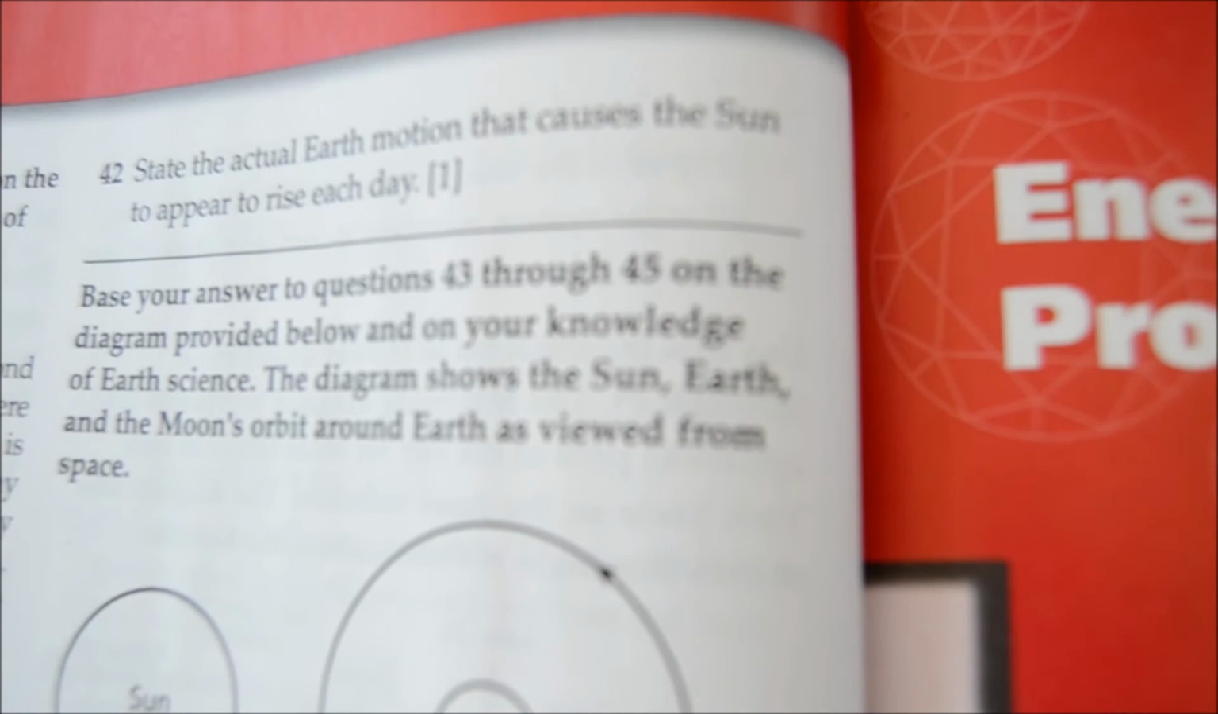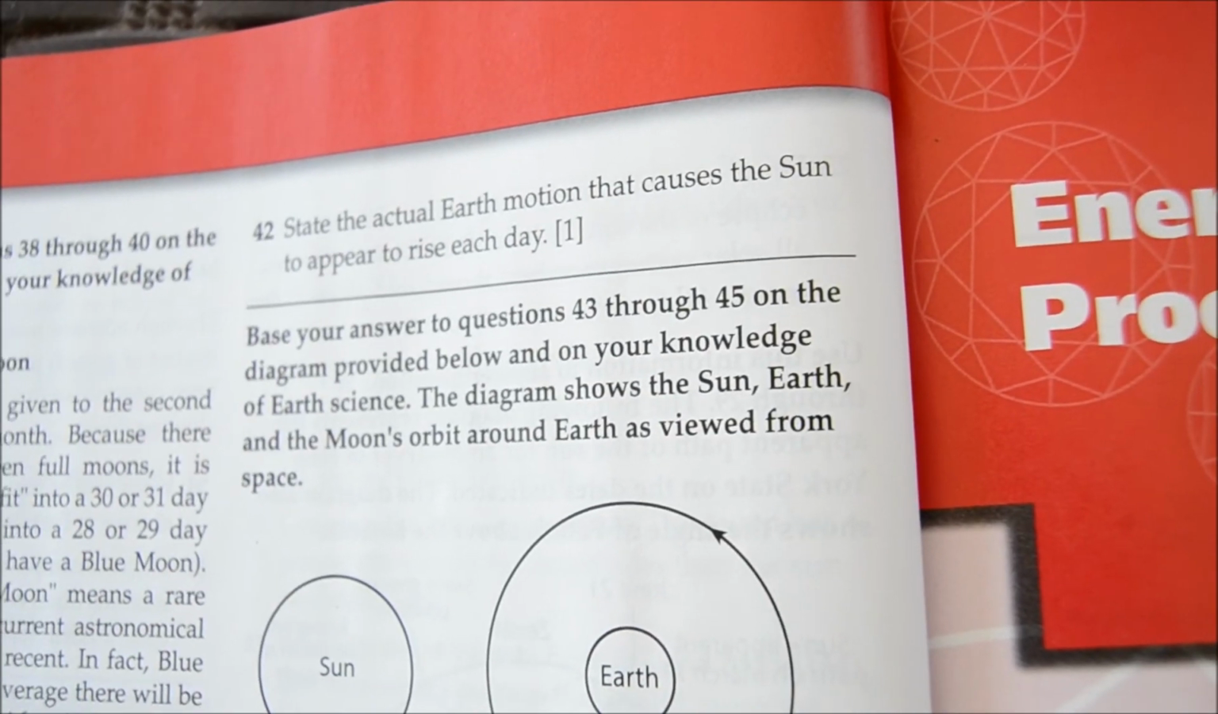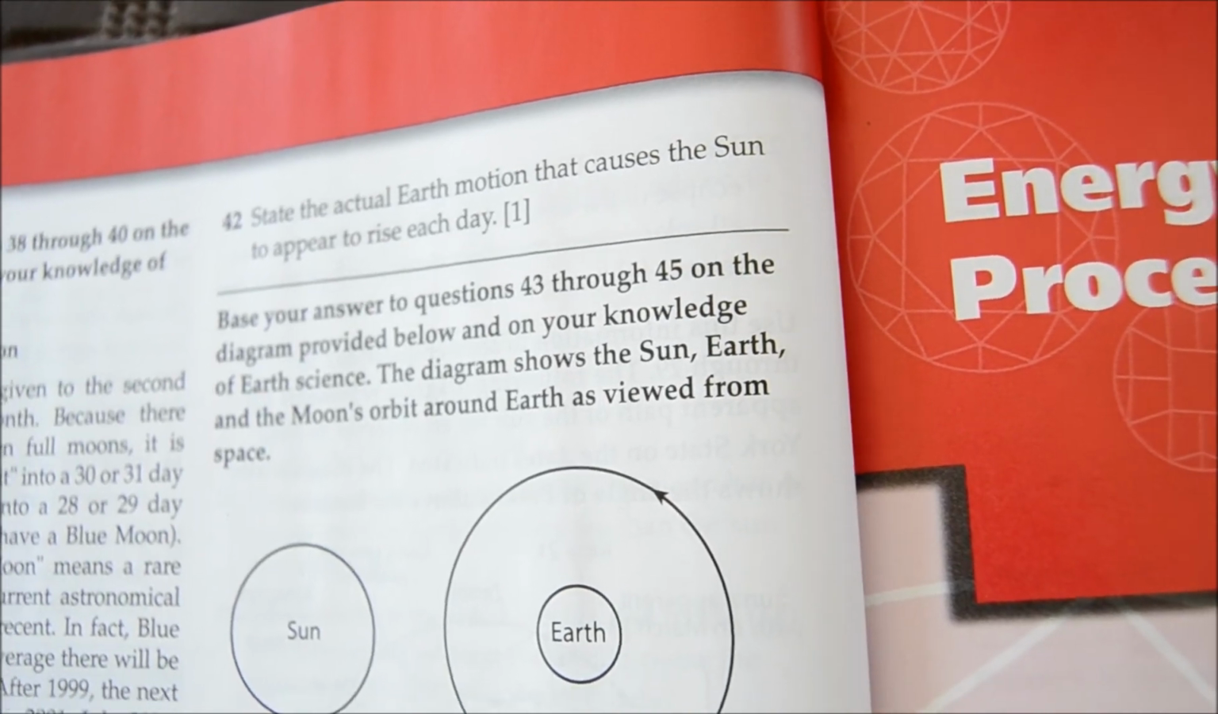42. State the actual Earth motion that causes the sun to appear to rise each day. That's because the Earth is rotating, so rotation.